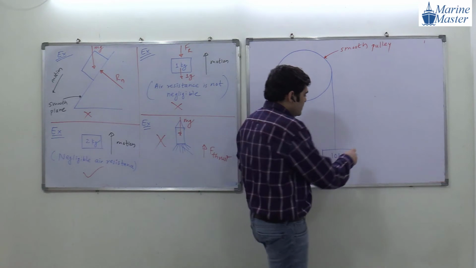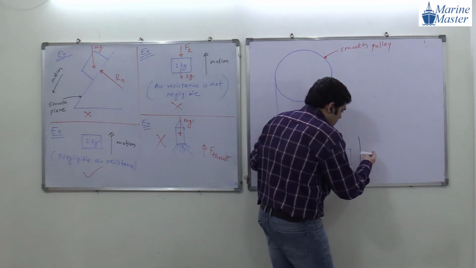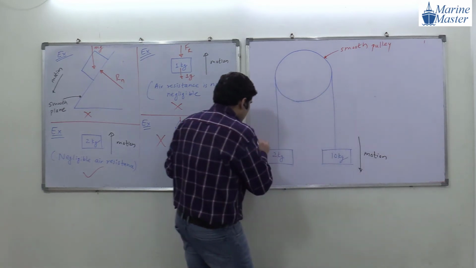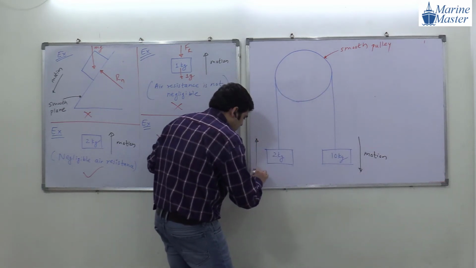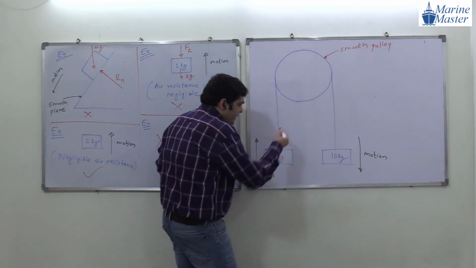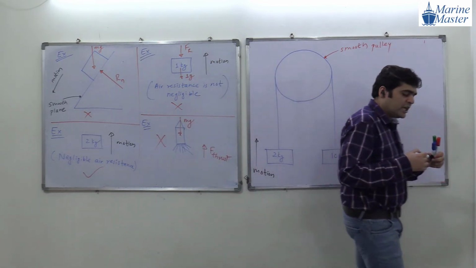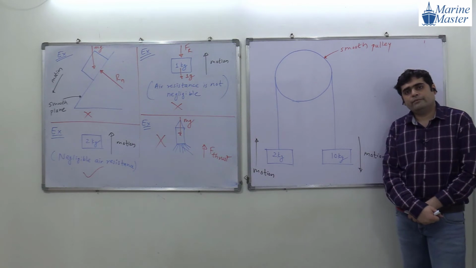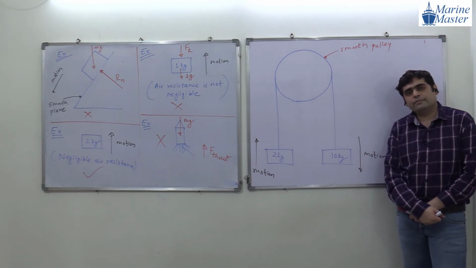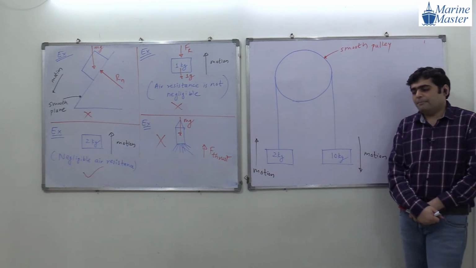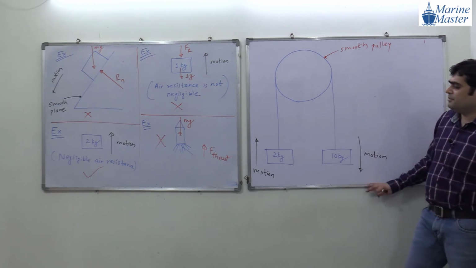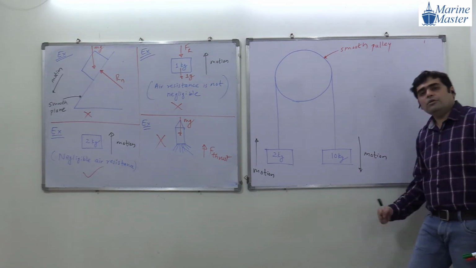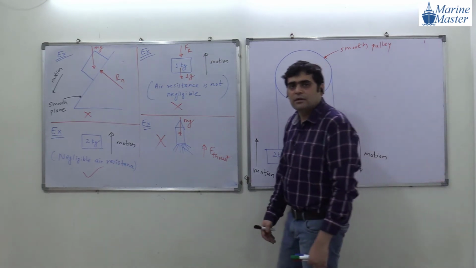The 10 kg mass will go down, because its weight is more, and the 2 kg mass will go up. Now my question is, can we apply equation of motion in gravitational field in this scenario? Why no? Why yes?